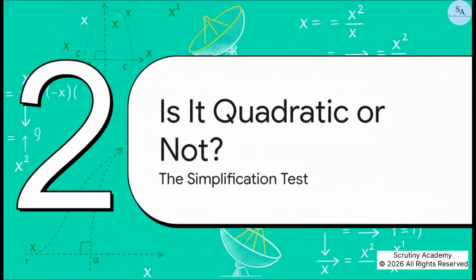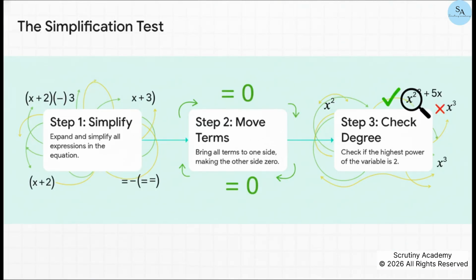Okay, so we know what they look like in their perfect standard form. But what happens when they come all jumbled up? How do you figure it out then? Well, for that, we have the simplification test. It's a really easy 3-step process. First, you simplify everything. Open up any brackets. Second, you shove all the terms over to one side of the equation, so the other side is just 0. And finally, you look at your clean, simplified equation and check what's the highest power.